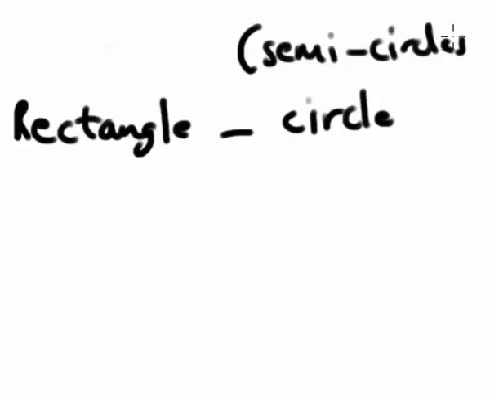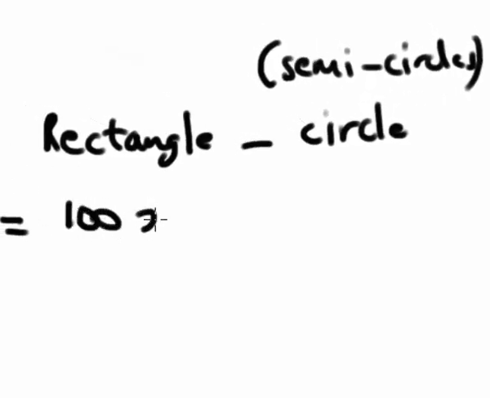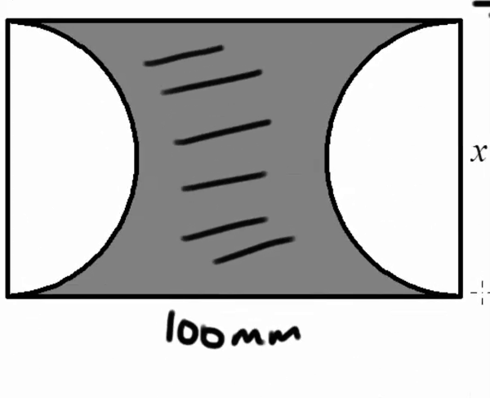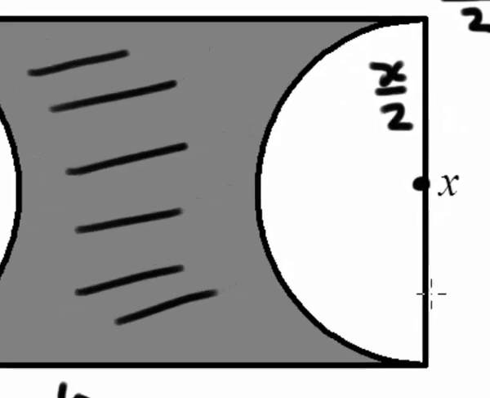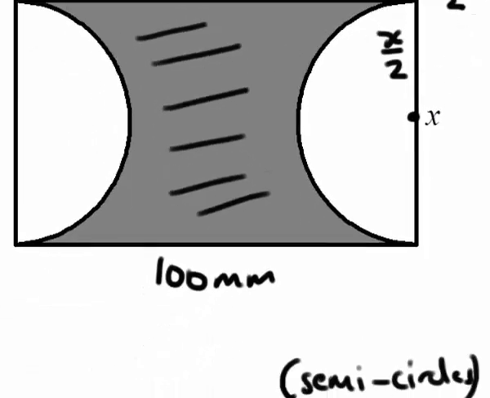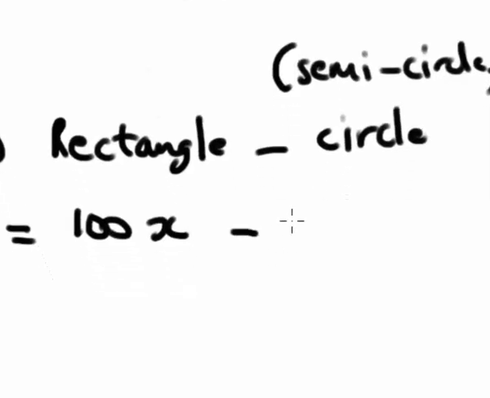Okay, so the area here is going to be the rectangle minus the two semicircles. Now, the rectangle is length multiplied by the breadth. Okay, so it's 100 multiplied by the X. What is the radius of the semicircle? It must be X over 2, because that whole width there is X. So we're dividing by 2 to get the radius. Okay, because that's the diameter of the semicircle. And remember, it's two of them.